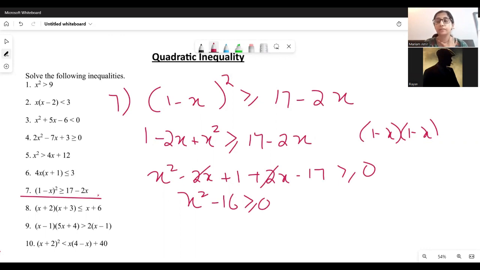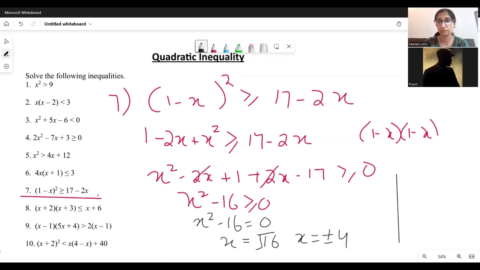Now we have 0 at the right hand side. Now we can treat it as an equality for a while. Yes miss, and 16 goes to the other side, then we take its square root. So we get plus minus 4. I'm going to sketch this. One root is 4, the other root is minus 4. Now let's take a look at the coefficient of x square. It's positive, positive x square minus 16 here. So I'm going to make a U-shaped graph.